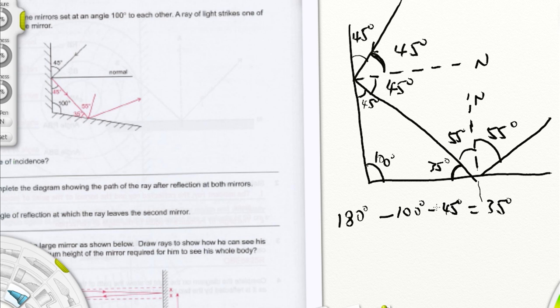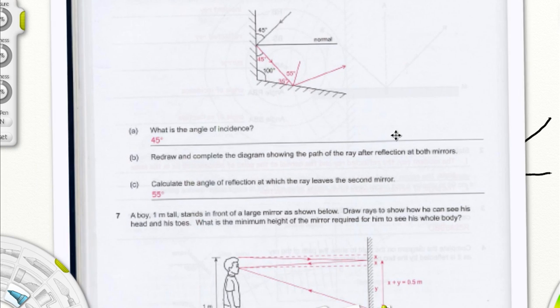So this actually completes question 6, which is part C. Calculate the angle of reflection at which the ray leaves the second mirror. Okay, so it's 55 degree.